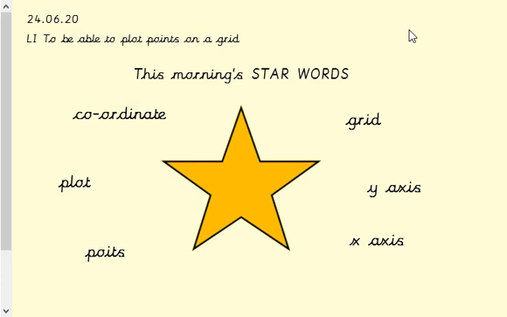So our star words this morning would be coordinate, plot, points, grid, x-axis, and y-axis here. And if you remember, the x-axis is across, the y-axis is the vertical, goes up and down.